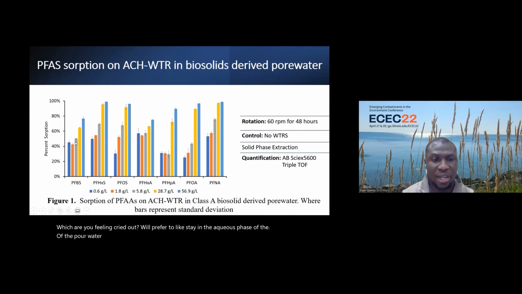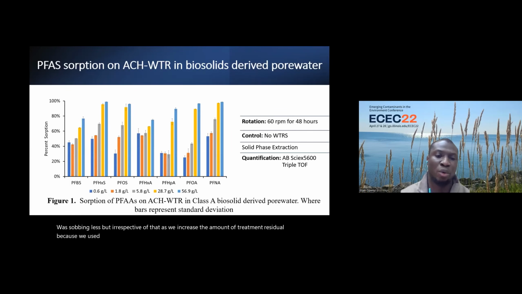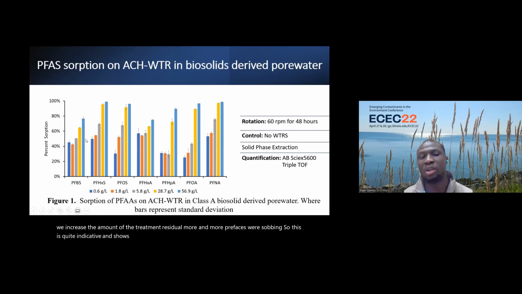would prefer to stay in the aqueous phase of the pore water. So we could see PFBS and PFOS. PFOS was sorbing more, while PFBS was sorbing less. But irrespective of that, as we increased the amount of treatment residual, from 0.6 gram per liter to 56 gram per liter, more and more PFASs were sorbing. This is quite indicative and shows that the treatment residual could be a good sorbent material to be used for PFAS that may be sorbing out from biosolids when they are applied.